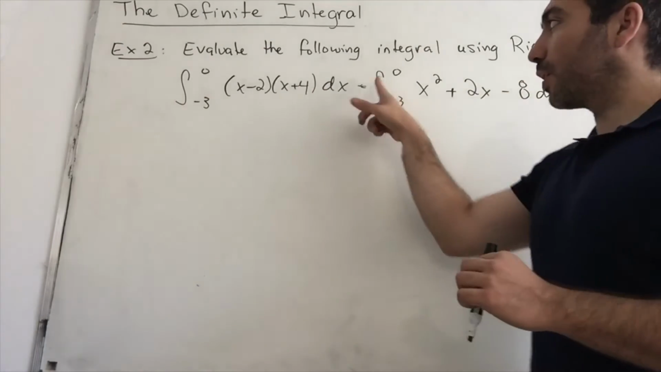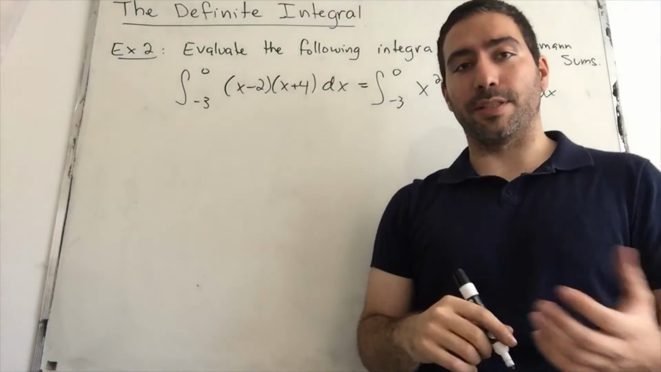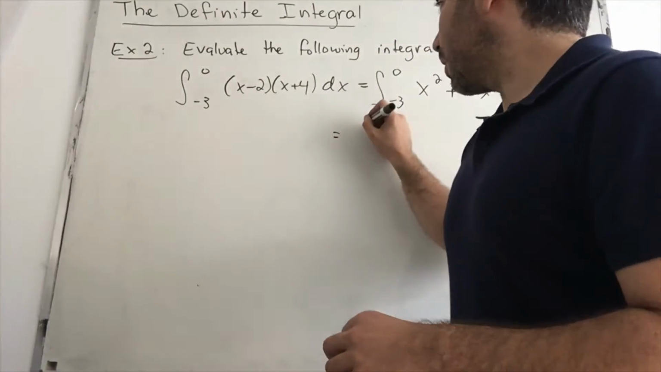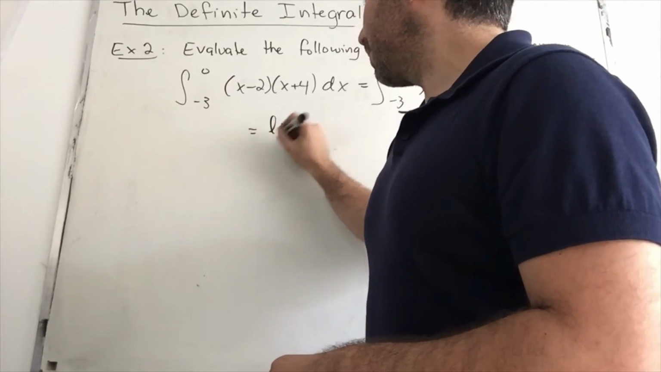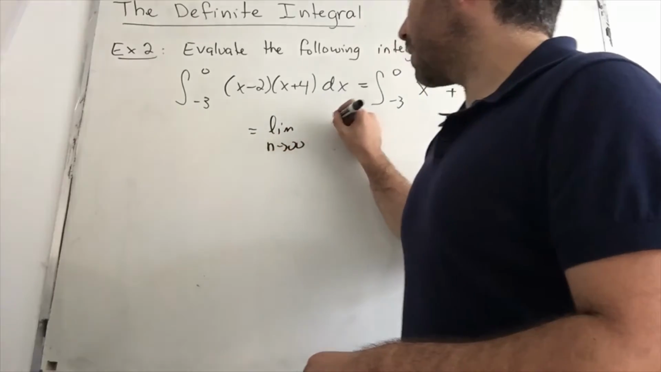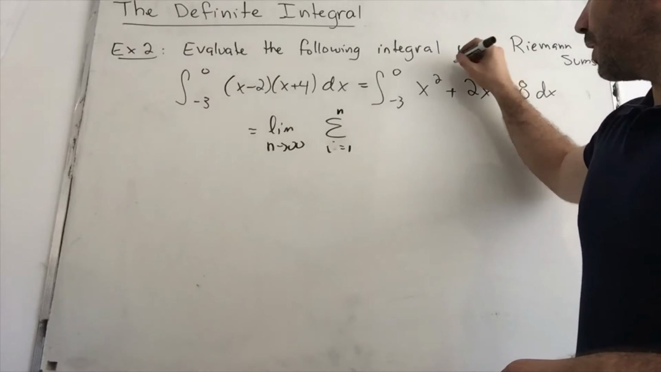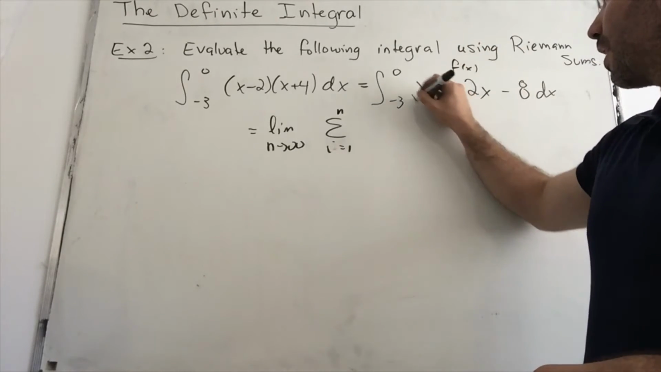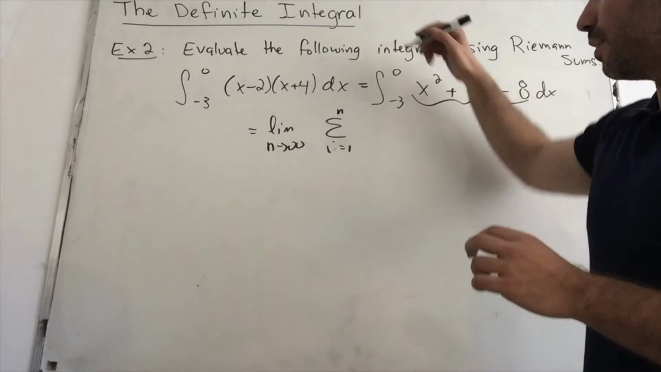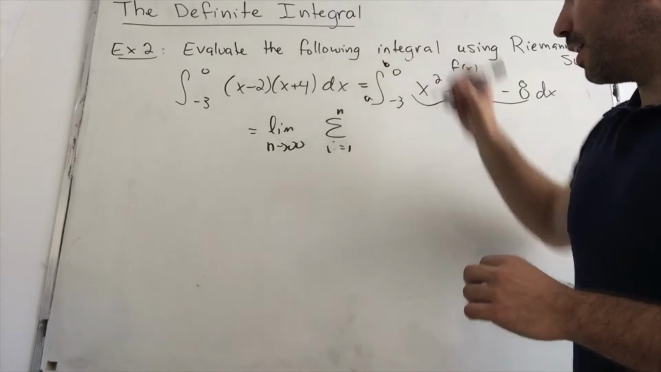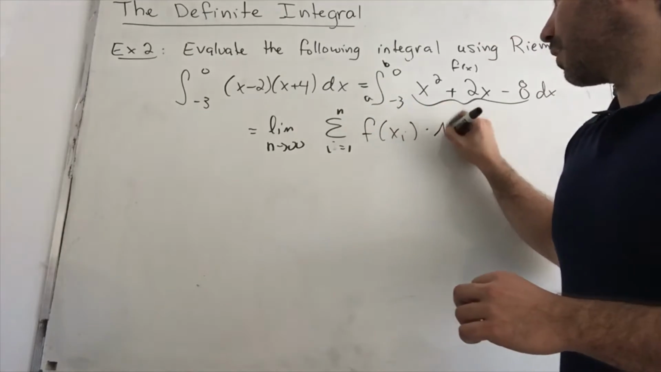Okay. But we're going to use our limit definition because we're using Riemann sums. Again, you cannot apply FTC part 2. It's telling us to use the limit definition. So let's go ahead and do that. The limit definition is the limit as n goes to infinity, the summation from 1 to n. The function that we're dealing with, this is f of x, everything here. And the lower bound is -3, the upper bound is 0. So b is 0, a is -3. So we have f of xi times delta x.